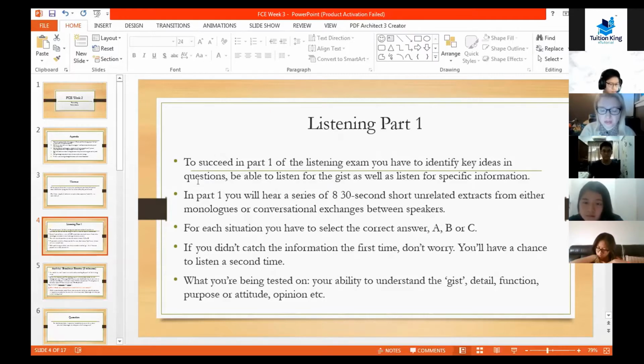Okay, so in the listening exam, if you didn't catch the information the first time, you will have a chance to listen to the extract a second time. So each extract is played twice. So you should aim to answer the first time round and then to check your answer when you listen the second time. Okay.